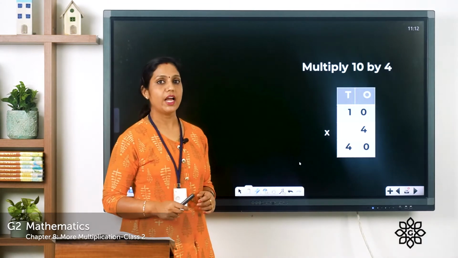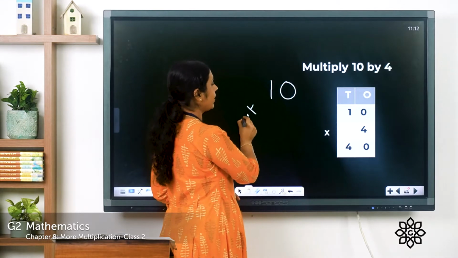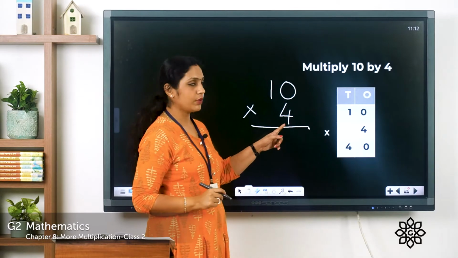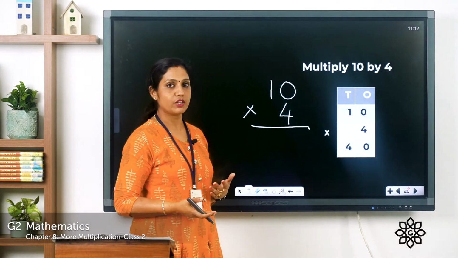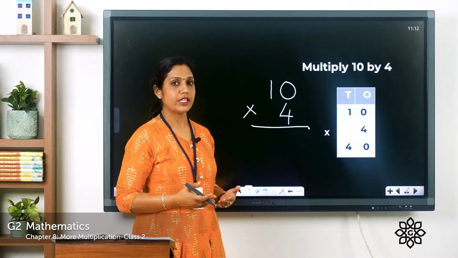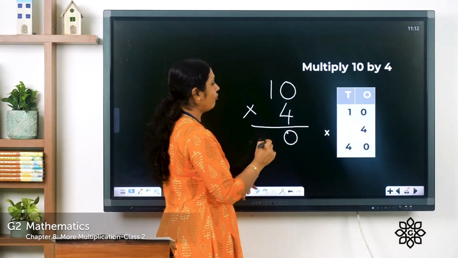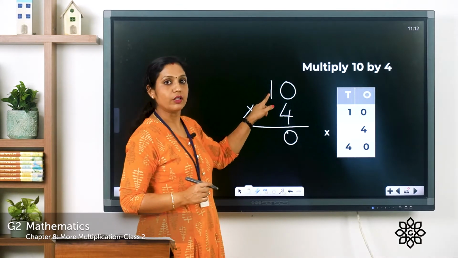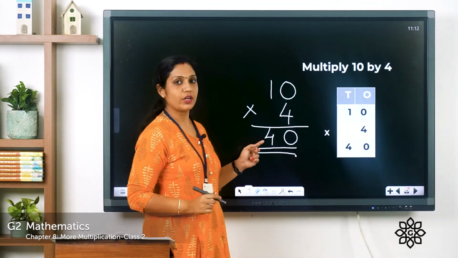Multiply 10 by 4. So write the number 10 on top, insert the symbol and 4 here in the ones place. Now we'll start from the ones place. 4 into 0. We already have learned the zero multiplication fact, that is a number multiplied by 0 is 0 itself. So 4 into 0 is equal to 0. Now we have one more number in the tens place to multiply. 4 into 1. 4 into 1 is 4. So 10 into 4 is 40.